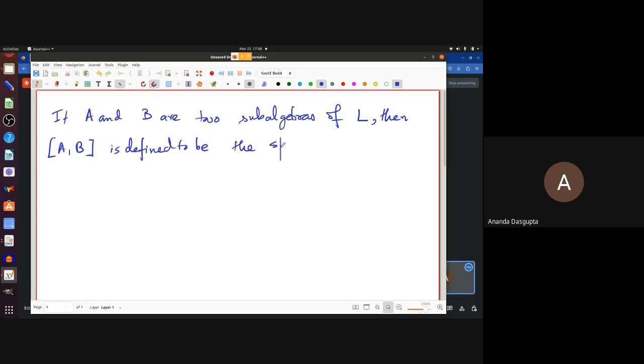the span of, or in other words, the set of all possible linear combinations of, all Lie brackets, all Lie products, whatever you call it, of the form [x, y], where x belongs to capital A and y belongs to capital B. Span is just a standard term from linear algebra, which I'm pretty sure all of you are familiar with.